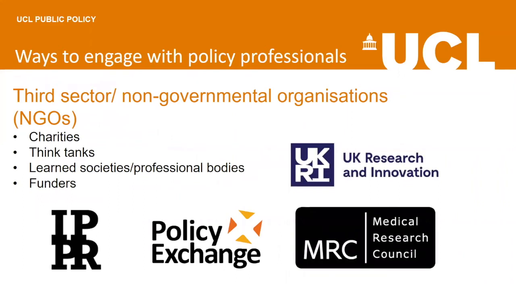And then ways to engage with policy professionals who are in the quote unquote third sector or non-governmental organizations. So these would be things like charities, think tanks, learned societies or professional bodies like the Royal Society, and funders. If you're interested in figuring out what direction your research should take or what research funders are interested in, organizations like UKRI and MRC will often have their priority areas for research, and so you'll get an idea there of what their priorities are.